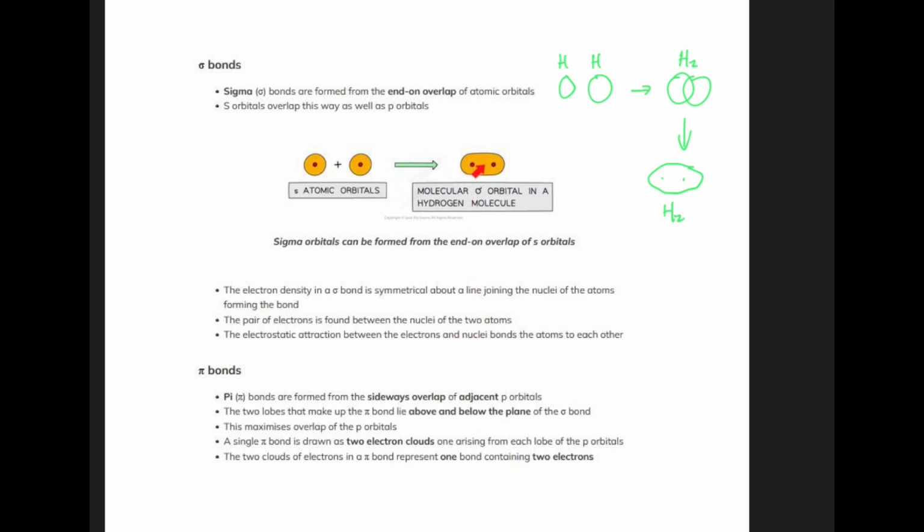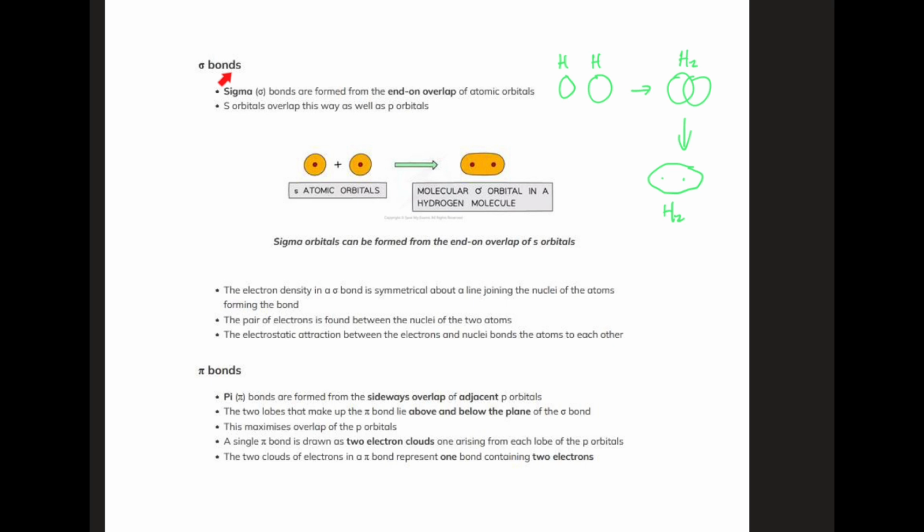So that means these are the two nuclei. Okay, and then electrons are mostly staying here in between. So positive attracts negative, negative attracts positive. So the electrostatic attraction between the electrons and nuclei bonds the atoms to each other. I think they don't highlight one important thing here.